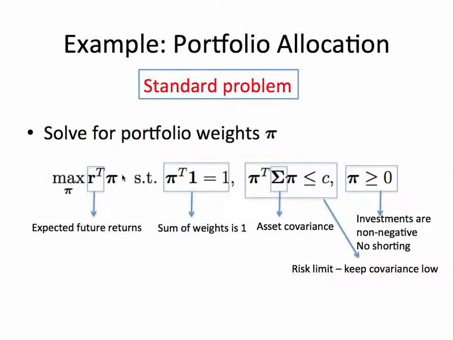The portfolio return is a linear combination of asset weights times the returns of the assets, and the asset weights are what we want to determine. We have constraints that the asset weights should sum up to 1. The variance of the portfolio should be upper bounded by a constant, and the portfolio weights should all be non-negative.